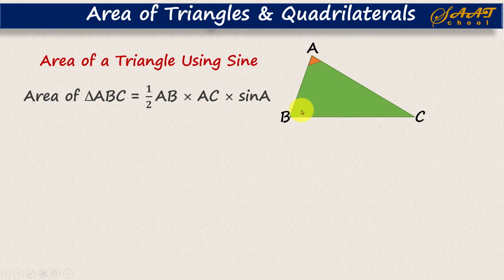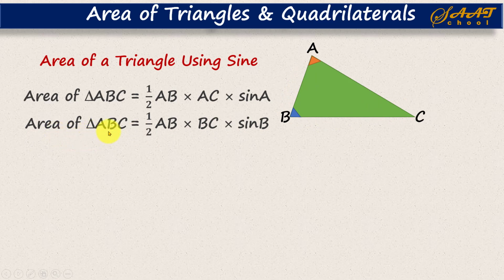Now if angle B is given, as well as these two sides AB and BC, then we use this relation where the area of the triangle is half the product of the two sides and sine B. Again, this angle is between these two sides, AB and BC.